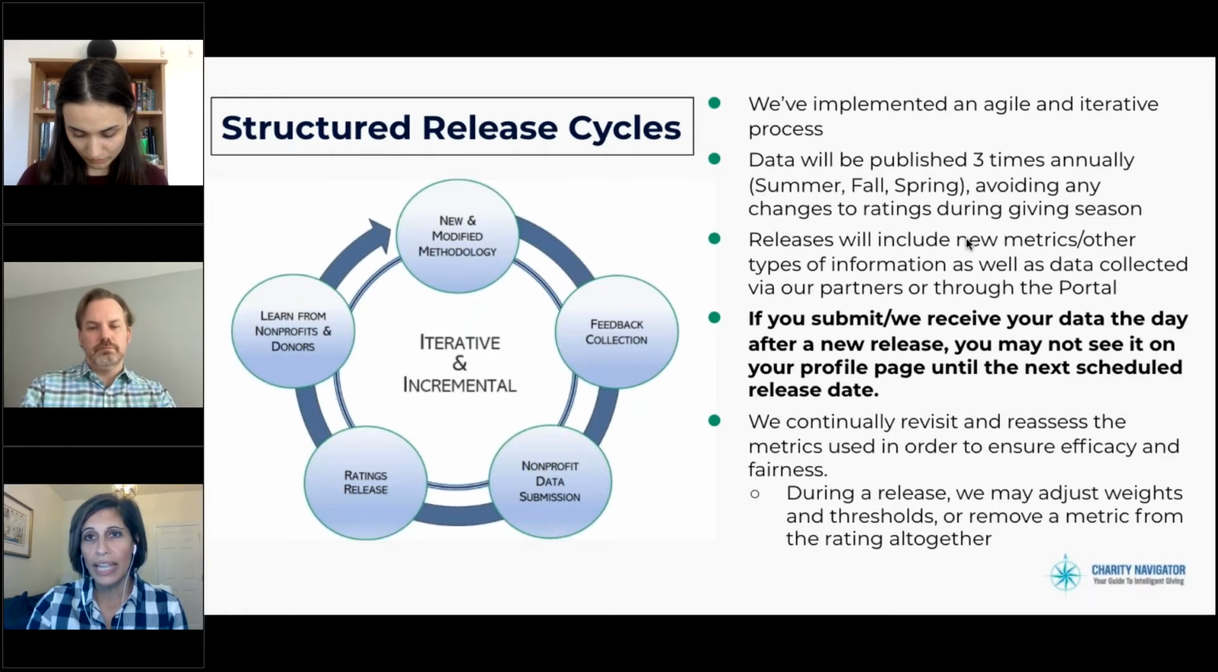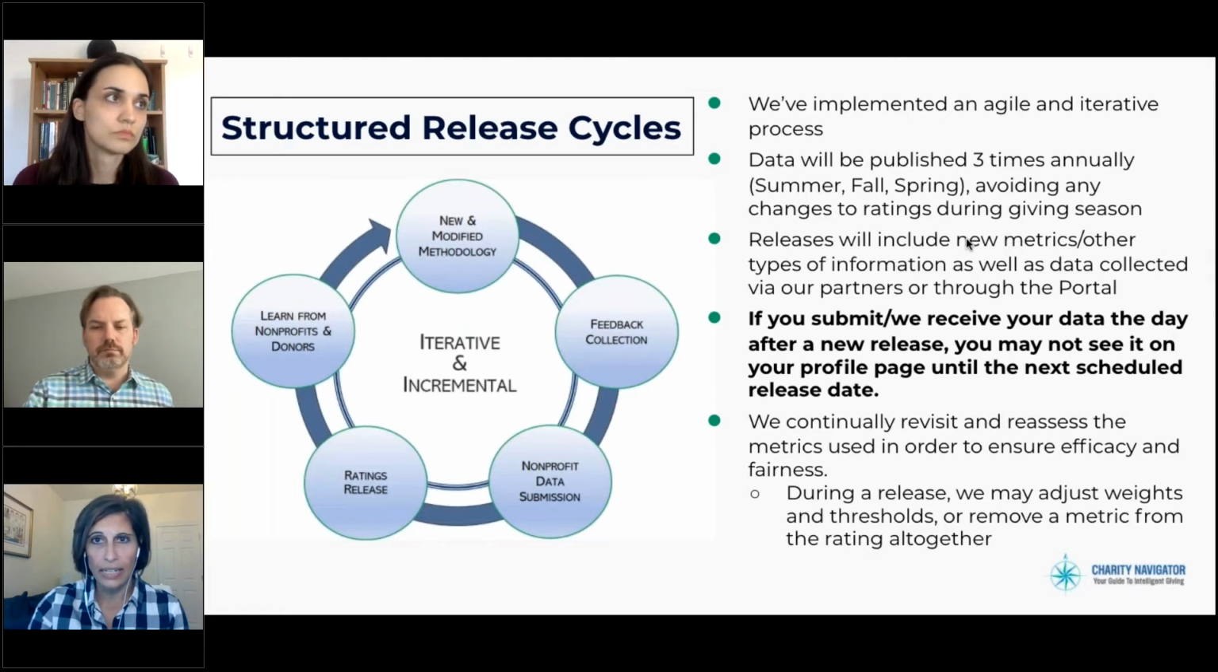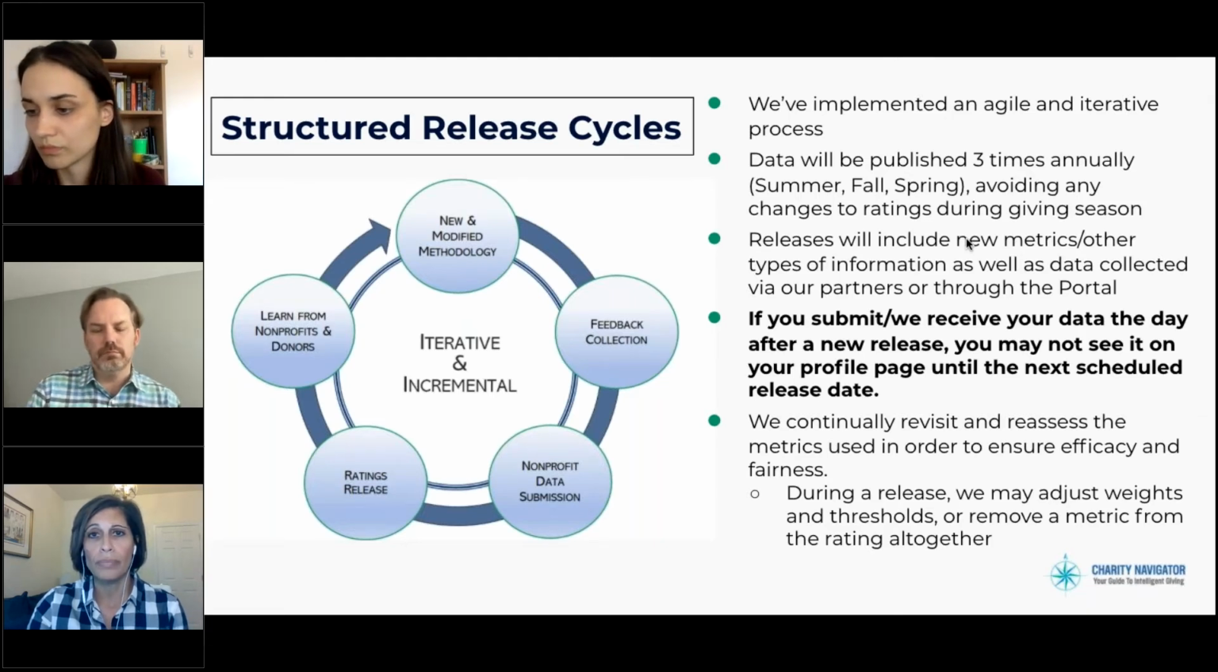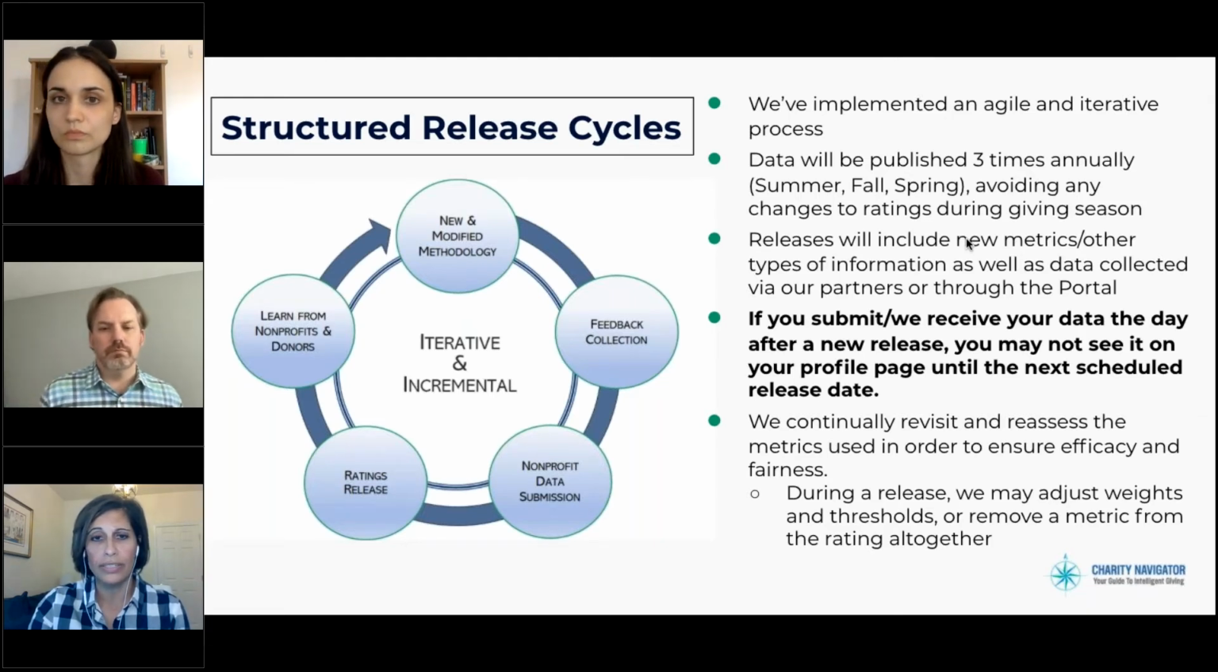But in addition to being agile, it's also very structured. We're not releasing information continually. Information, data, your ratings, we anticipate adjusting and modifying about three times a year, falling in summer, fall, and spring, with specific attention to steer clear of giving season and end of the year giving, because the last thing we want to do is modify scores at a time when you may be relying on those scores to solicit end of year giving and giving season donations. And so we're very sensitive to that.